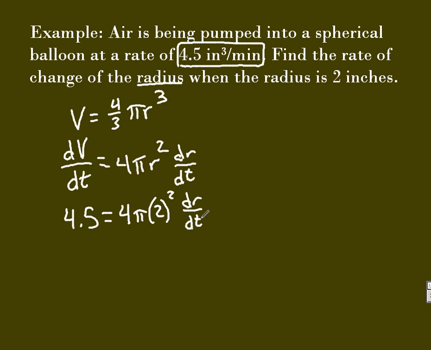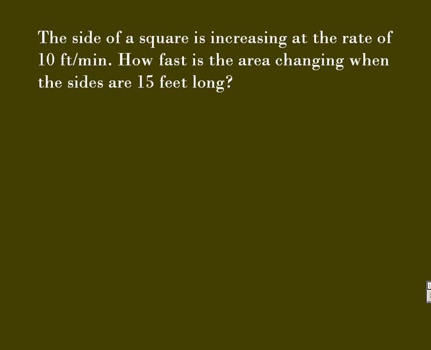All we need to do from here, solve for dr dt. So we're going to have 4.5 divided by, that'll become 16 pi down here, is equal to dr dt. And you could go ahead and plug into your calculator and get the exact value, or an estimated value, but that exact value is more than fine for us. Okay? One other example, just for setting it up.